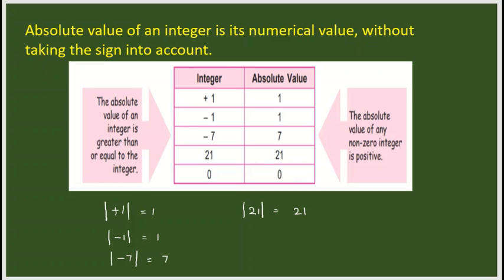So this is the symbol for absolute value. What is the absolute value of 0? 0 is neither negative nor positive. So the numerical value of 0 is again 0. So these are the absolute values of the given integers.